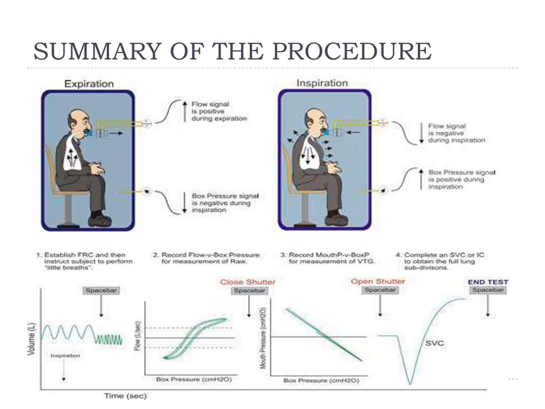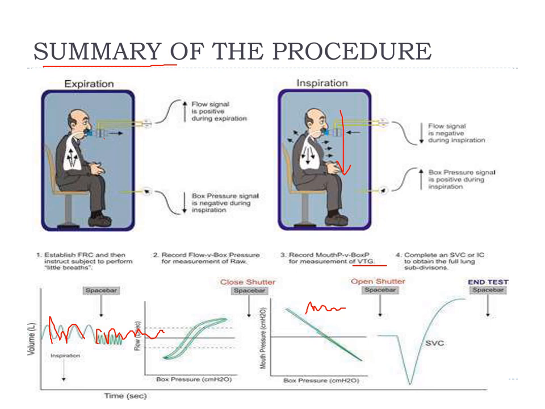So this is a basic summary of how you proceed. You keep the patient in this chamber and ask the patient to take a normal breath. So there is a normal breath length, and suddenly he is asked to pant in an open shutter, which is used for the measurement of the airway resistance. Suddenly the shutter is closed, and he is asked to pant in a closed shutter, which is used for the measurement of FRC.